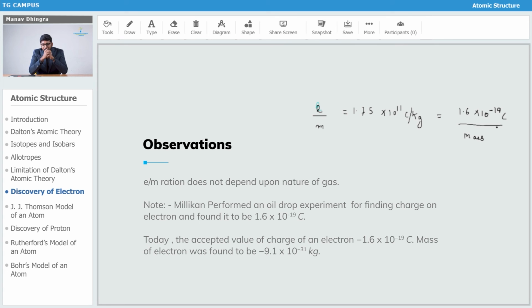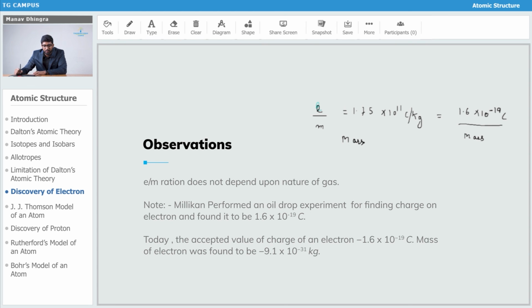How? So see, we cannot use some conventional weighing machine to find the mass of an electron because they are subatomic particles, so we cannot weigh them directly. So how do we find it? We find it by these alternative methods. So from here we can find the mass of an electron.